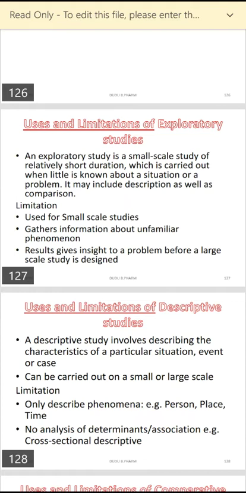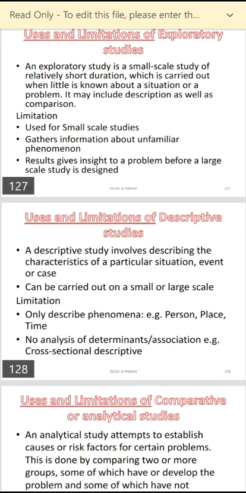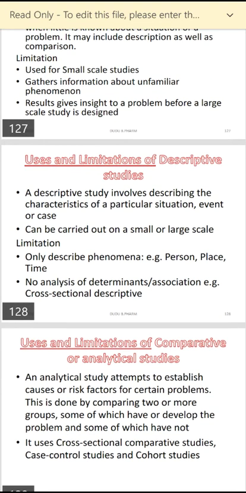Limitation: used for small-scale studies, gathers information about unfamiliar phenomena. Results give insight into a problem before a larger-scale study is designed. Uses and limitations of descriptive studies.